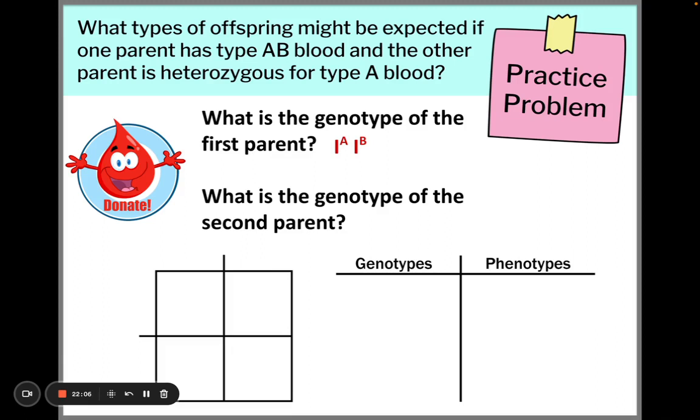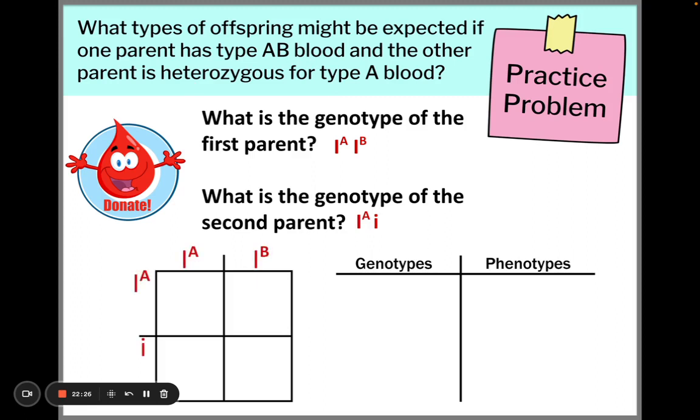What is the genotype of the second parent? Well, she's heterozygous, so hetero means different. So we know that she's going to have one recessive allele. So it's going to be IA and one recessive little i. Okay. So what are the possibilities? So let's set it up.